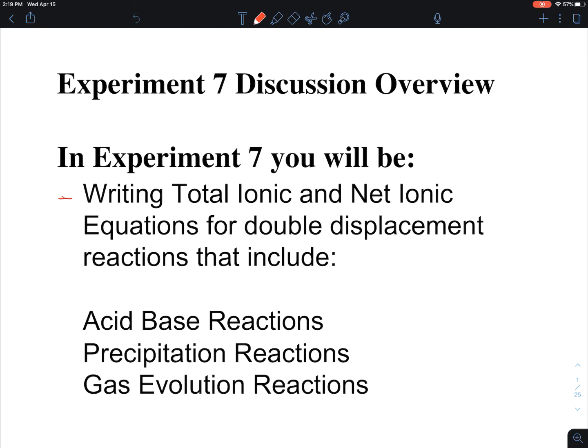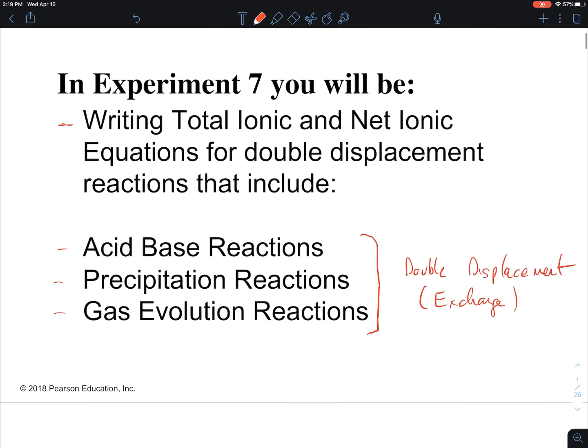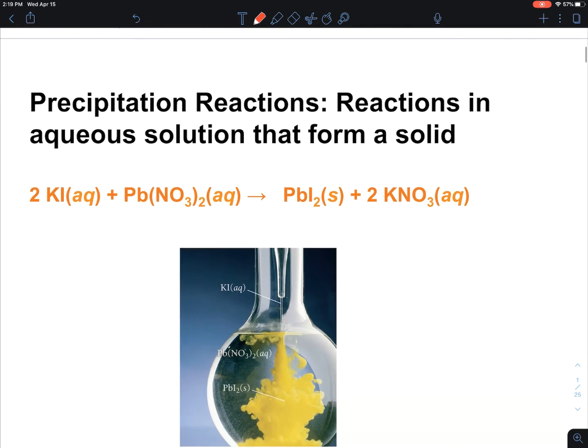So in experiment 7, you are going to be writing total ionic and net ionic equations for double displacement reactions that include acid-base reactions, precipitation reactions, and gas evolution reactions. In other words, all of these types of reactions are called double displacements. Double displacement, or from lecture, exchange reactions. So what I want to do now is go through and talk about each one of these reactions and how you know what kind of reaction it is, so that you can then predict them.